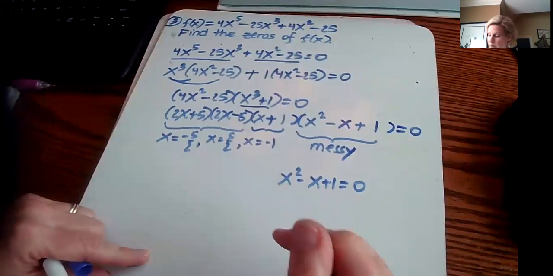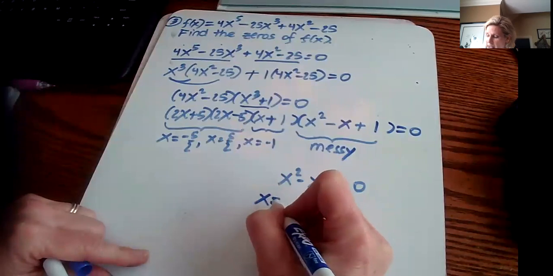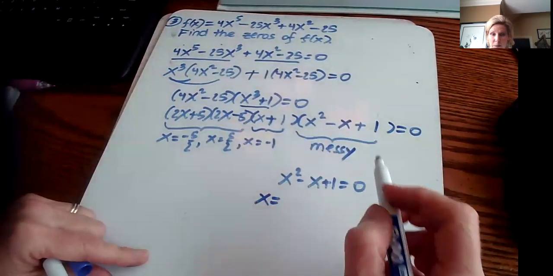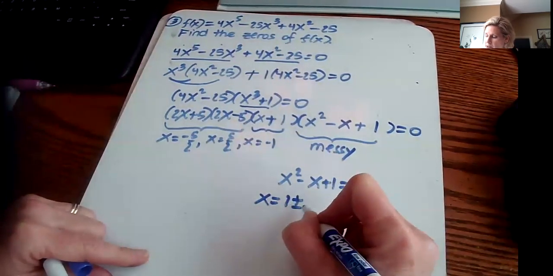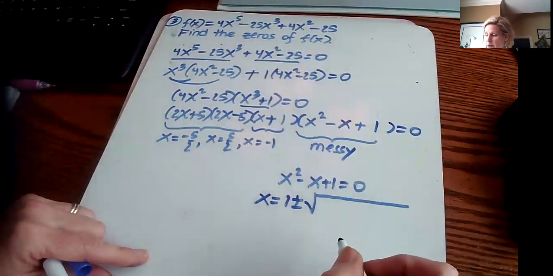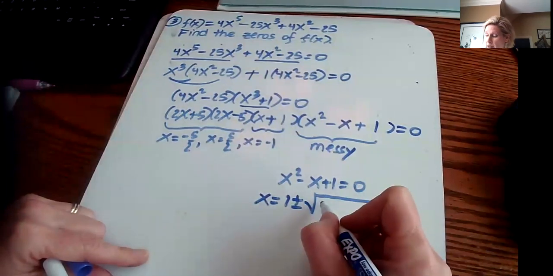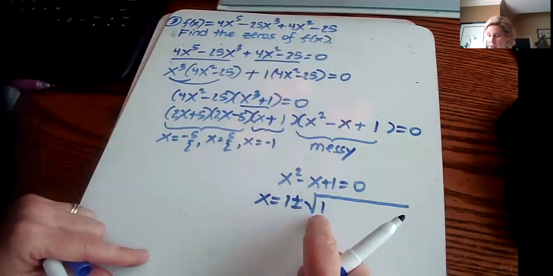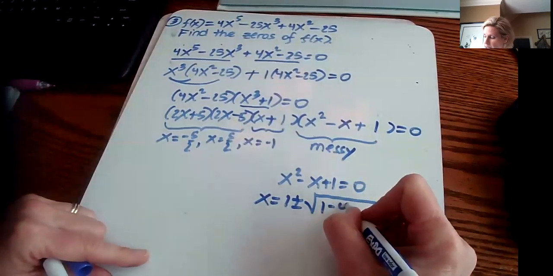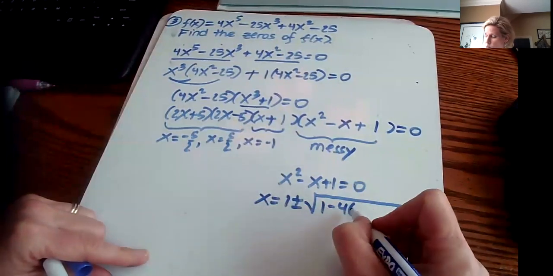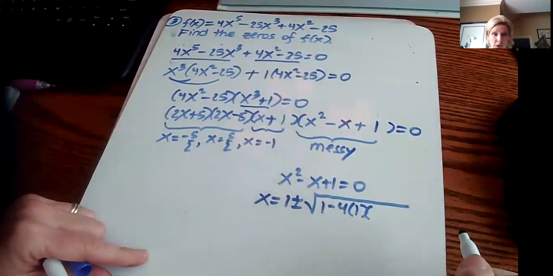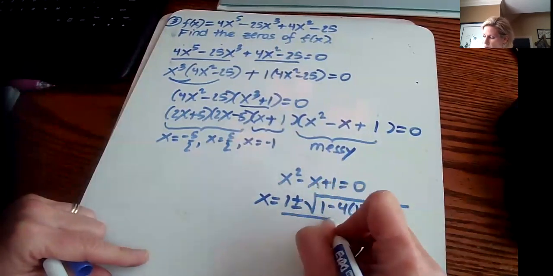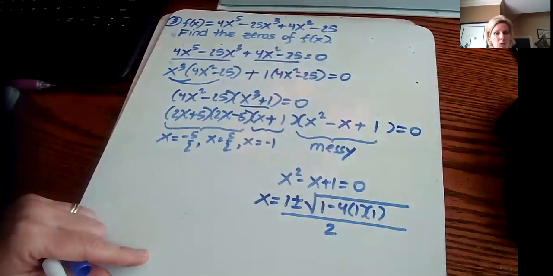So we're going to sing x equals negative b. So negative b would be positive 1 plus or minus the square root of b squared. Negative 1 squared is positive 1. This is always positive. Minus 4a is 1. C is also 1. All over 2a. 2 times 1 is 2.